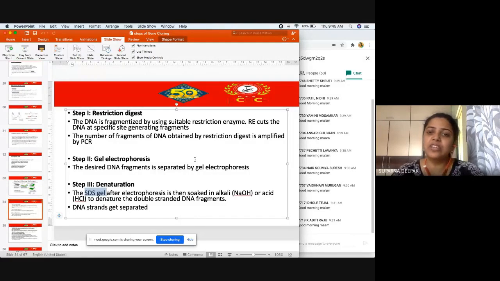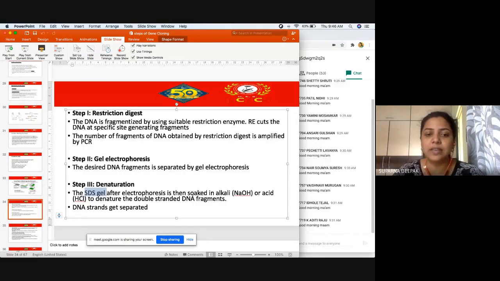So even if we are changing the percentage of agarose, we will not be able to control the pore size of agarose as efficiently as with SDS-PAGE. SDS-PAGE, or polyacrylamide gel, will give you more specific pore sizes, and that will help us in separating the fragments more efficiently. So that can also be used for your nucleic acids.